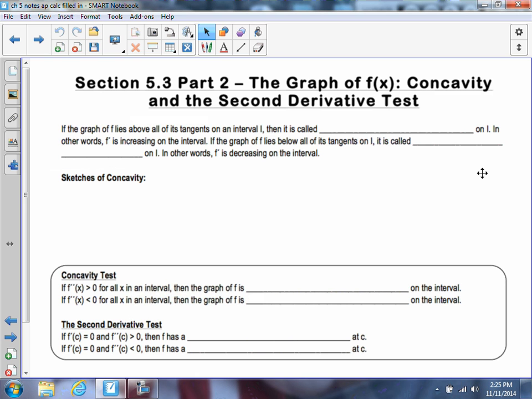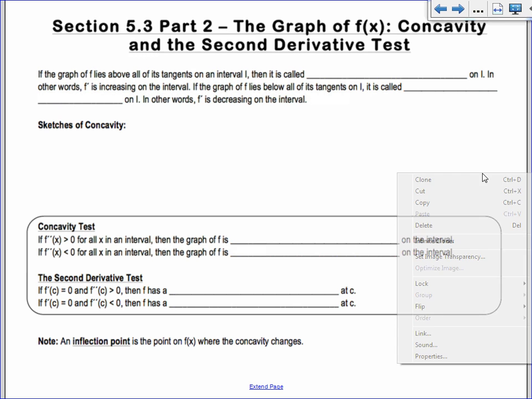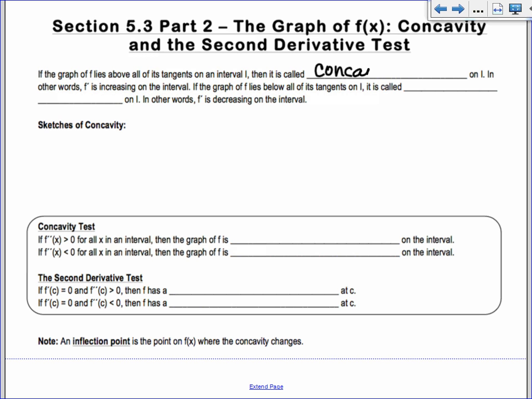So section 5.3 part 2, the graph of f of x, concavity, and the second derivative test. So we're learning something new. It's called concavity. It says if the graph of f lies above all of its tangents on an interval, then it is called concave up on I. So I is the interval. In other words, f prime is increasing on the interval. So the derivative is increasing.